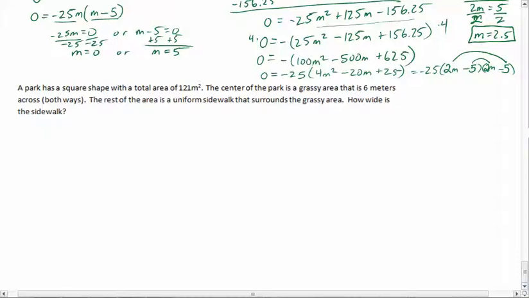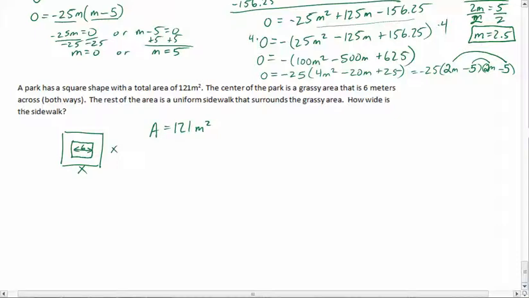All right, last one. Let's look at a park has a square shape with a total area of 121 meters squared. So it's a square, which means that it's the same length on both sides. The center of the park is a grassy area that's 6 meters across. All right, so here we go, 6 meters across, both side to side and up and down. The rest of the area is a uniform sidewalk that surrounds the grassy area. How wide is the sidewalk?